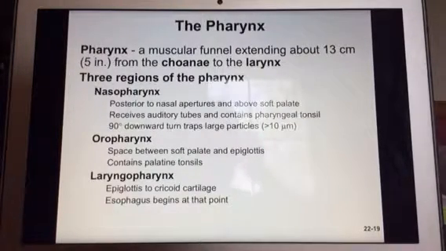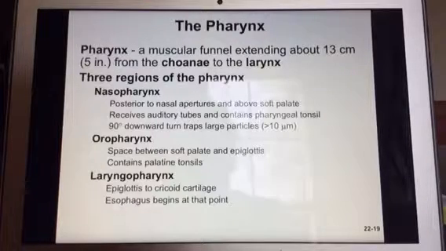The pharynx is weird because it's a space, it's not really a structure. It's a muscular funnel. It extends 13 centimeters, but these three regions are sometimes a little fuzzy, as to which is which region. This is giving you landmarks, but I'll just be honest, sometimes it's kind of hard to divvy it up, especially towards the bottom.